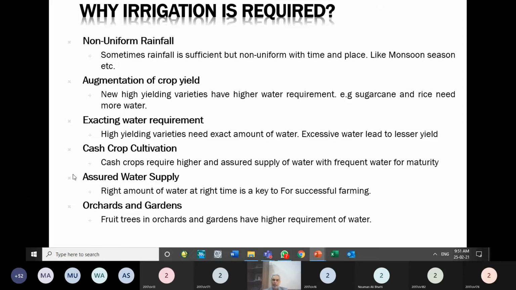For orchards and gardens also, irrigation is required because they are delicate and they don't sustain a drought period. For their sustained growth, these are some of the reasons that irrigation is a compulsory thing in this area. We continue from here in the next lecture.